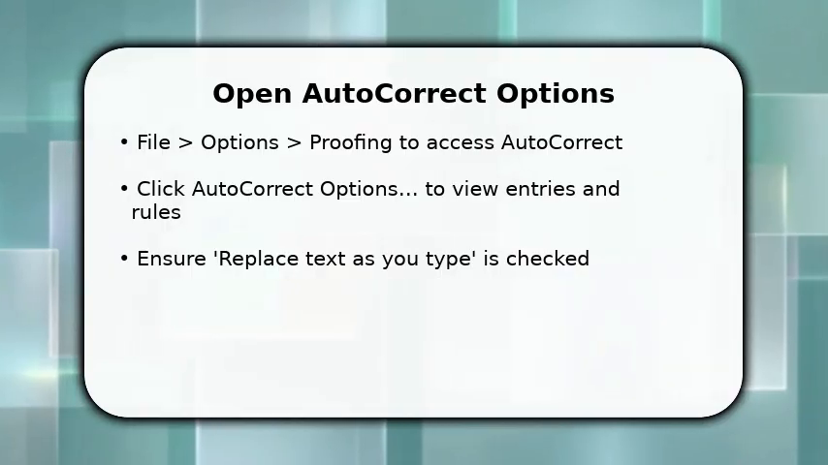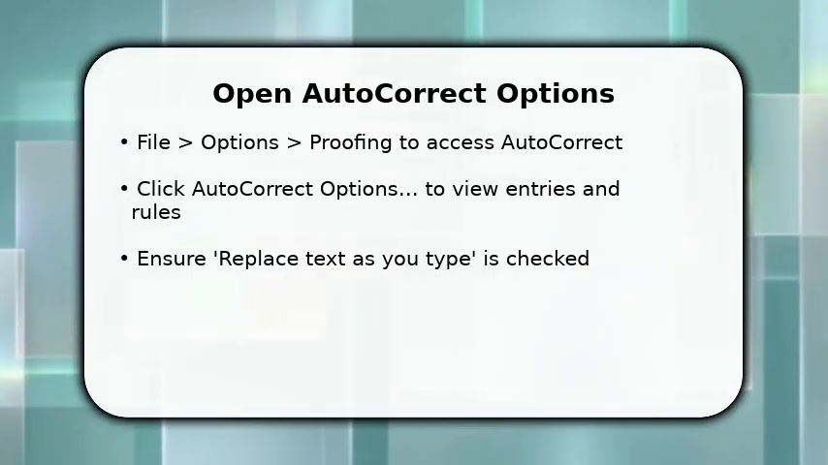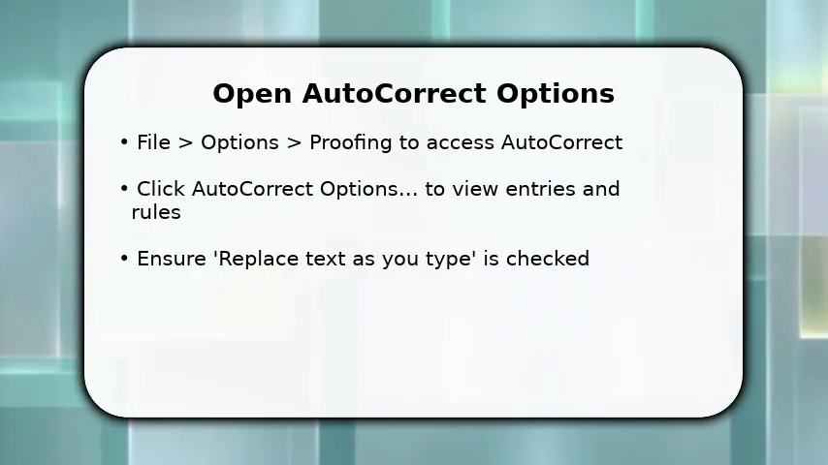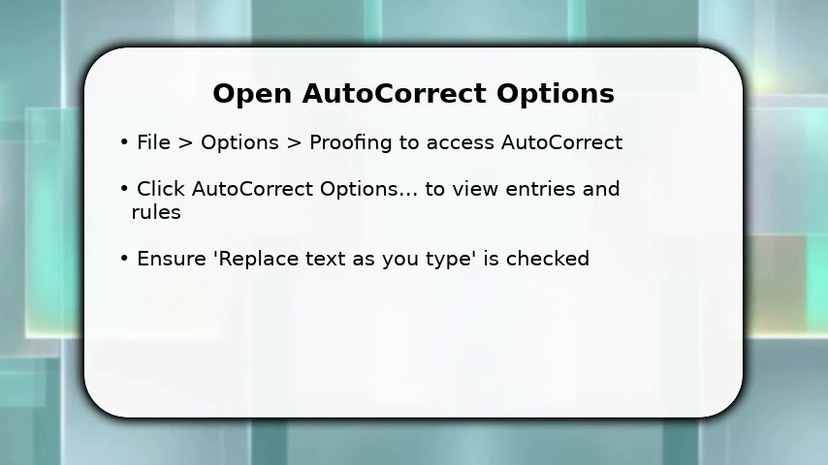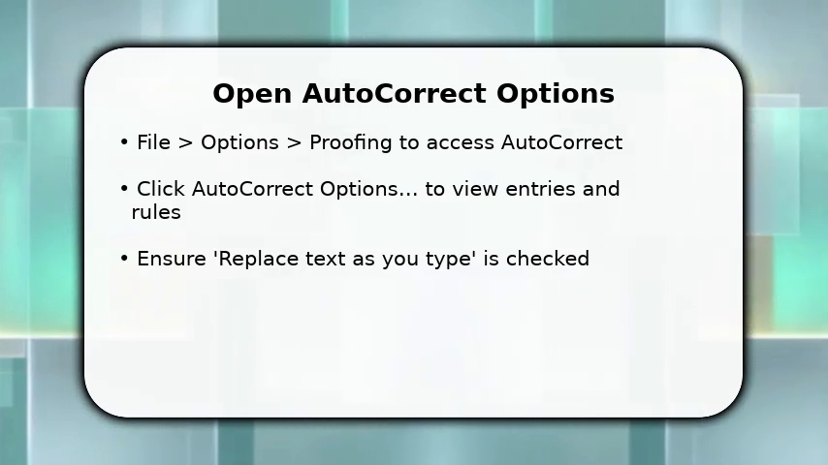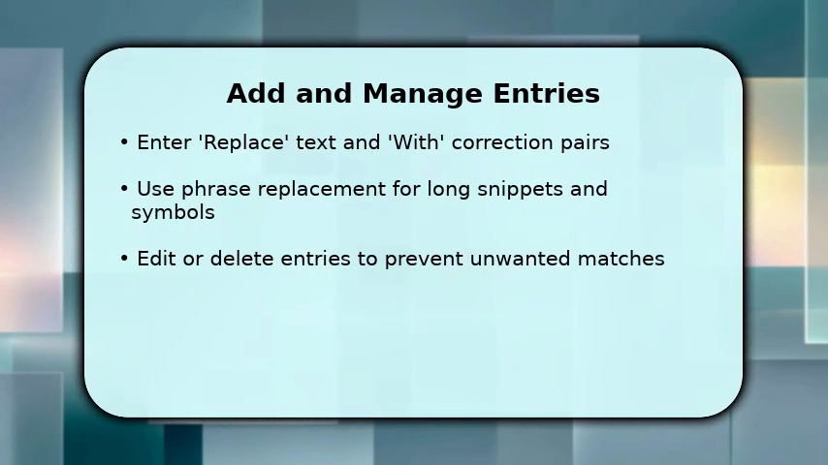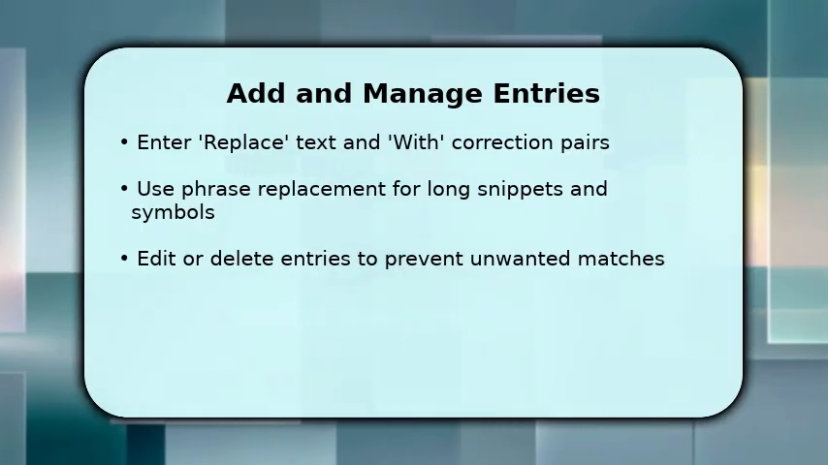Make a quick rule now by typing the incorrect form and its correction into the two boxes. This establishes the core behavior and saves time later. You add entries by typing the exact trigger in Replace, and the corrected text in With, then click Add. This is how you teach word patterns.